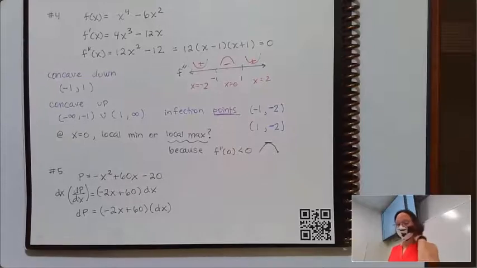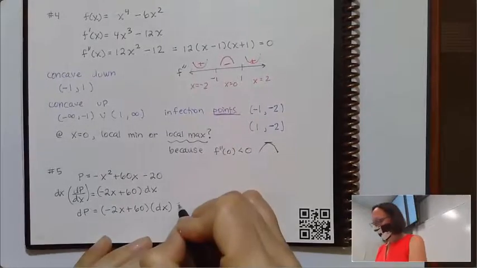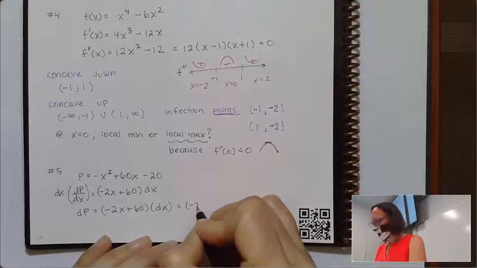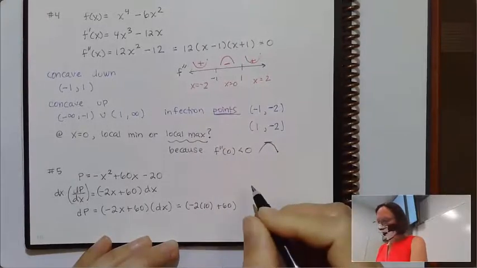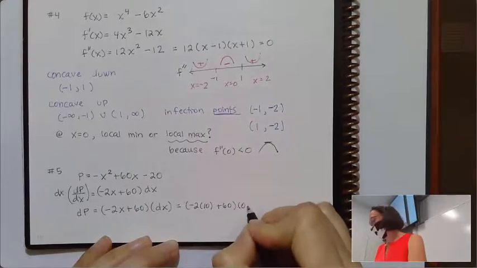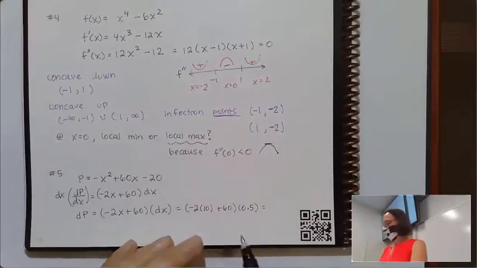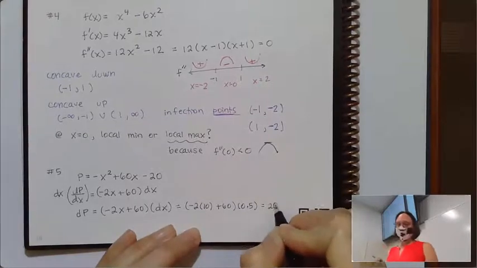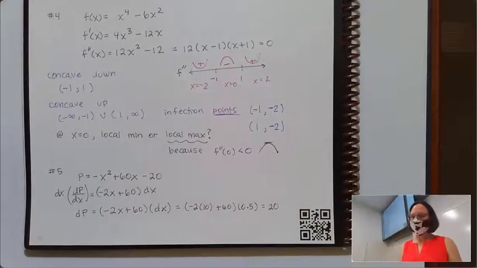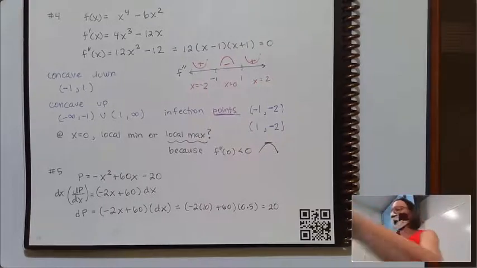And then we've been given some numbers. So we were given that x is 10. And we were given that dx is 0.5. And that's 40 times a half. So we got 20. Cool. We made it through Babson's whole thing.